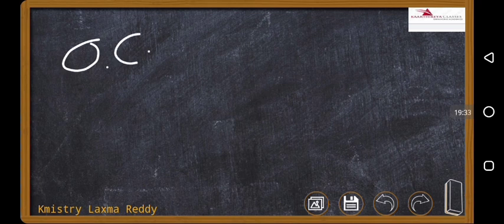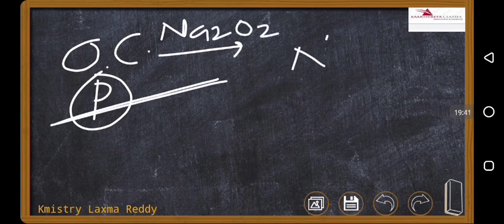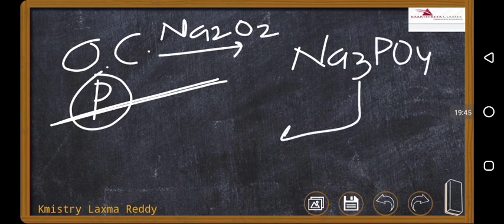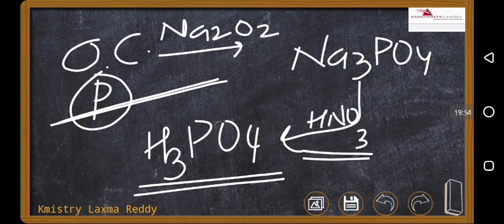Organic compound, if it is having phosphorus, first what we are doing, Na2O2. What is the role of Na2O2? Whatever the phosphorus is there, that phosphorus is converted to Na3PO4. This, when you are using concentrated HNO3, this is converted to H3PO4. Till now there is no problem. These are very simple equations. Phosphorus is converted to Na3PO4, sodium phosphate, which is converted into H3PO4.